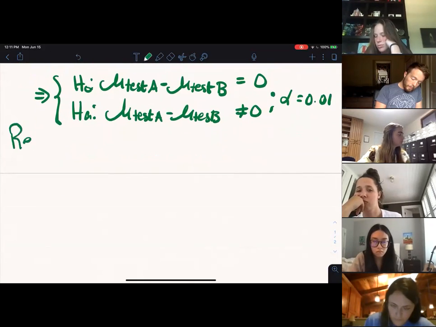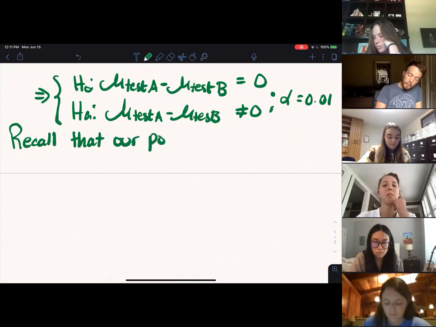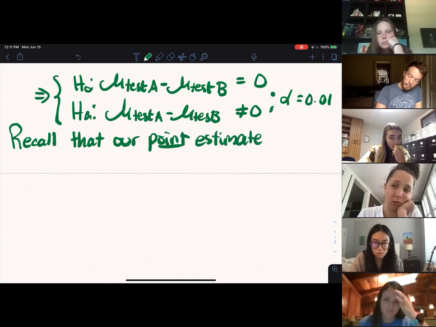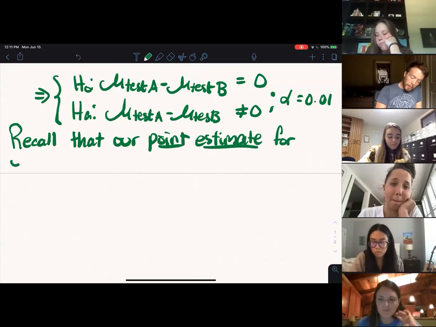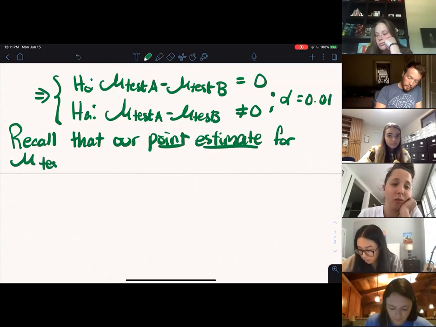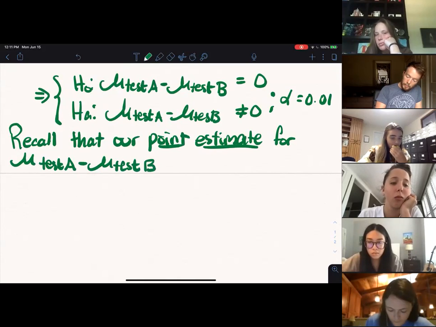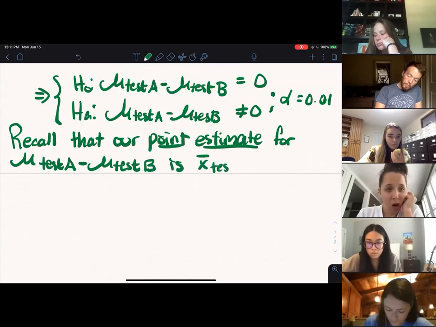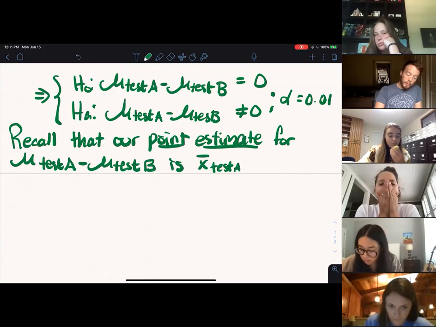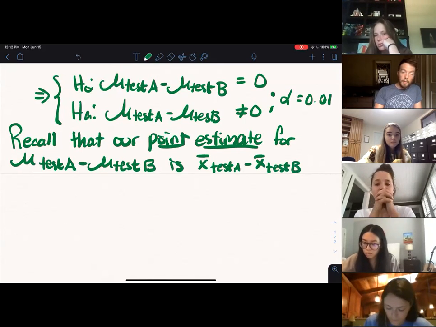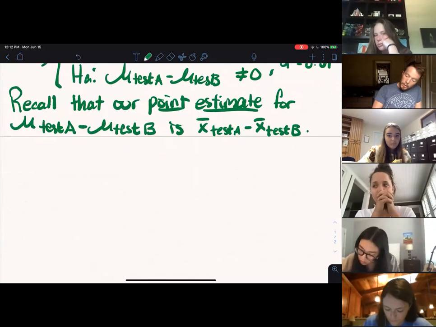So recall that our point estimate, our best guess for this population difference, is just the difference of the two sample means, right? We don't know what mu of test A and mu of test B are, so our best guess is, of course, the averages of the samples. So we have a point estimate.